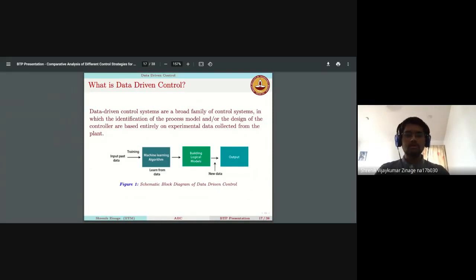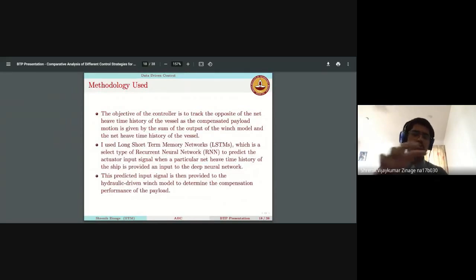The way it works is that say you have input and output data. You try to train it through a particular neural network, and once you train it, you're making the model capture the dynamics through the data that you have. And once you have that, when you provide new data to it, it tries to capture those dynamics. I'll try to explain how it can be used in my case.